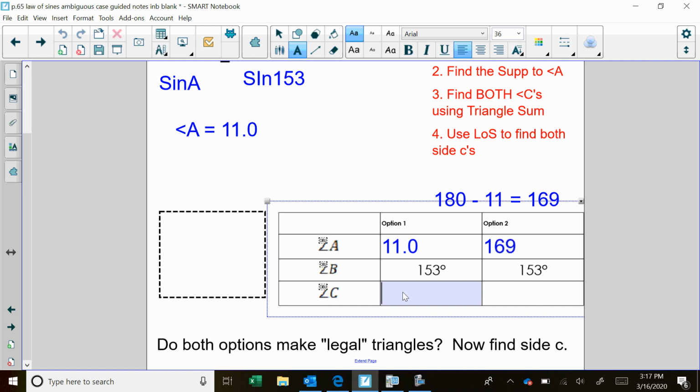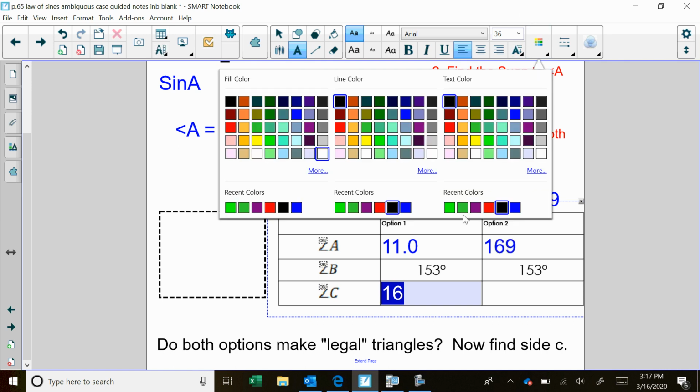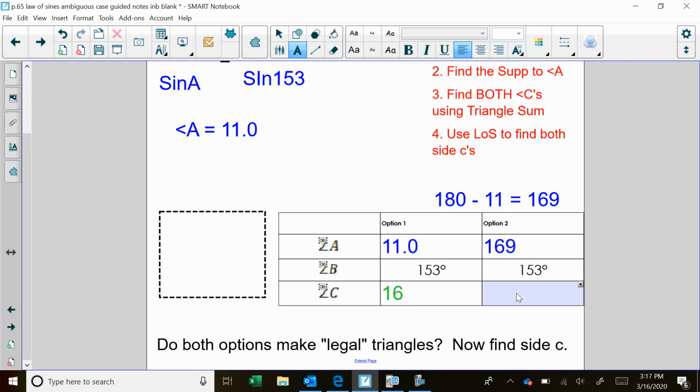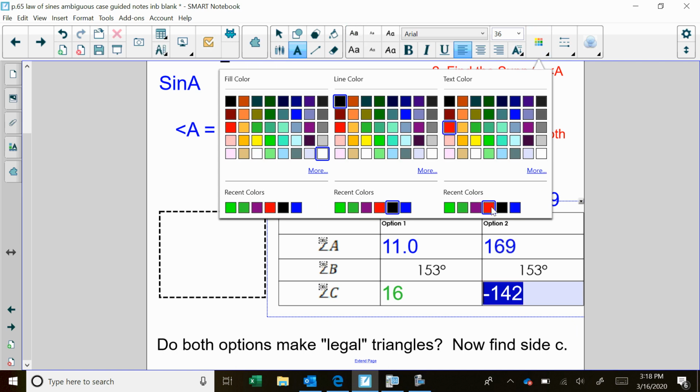So if we do 180 minus 11 minus 153, that gives us a good positive answer. That gives us a 16. We get over here to the second option, 180 minus 169 minus 153 is going to give us a negative 142 degrees. Well, that's a problem because that angle doesn't exist.